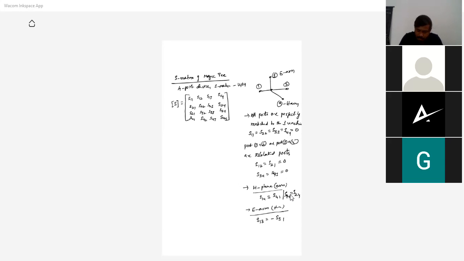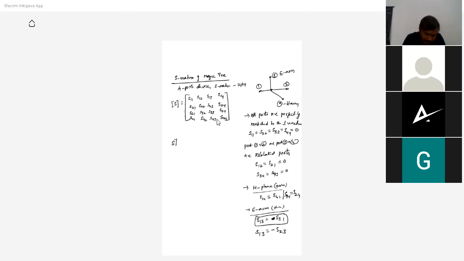And here also, S13, this is symmetry. Here you can write S13 is equal to minus S23. Yes, this is symmetry only. Based on the E arm, if you apply any power at port 3, it is equally divided and appears at port 1 and port 2. That means S13 is equal to minus S23, and this we can put in our matrix now.